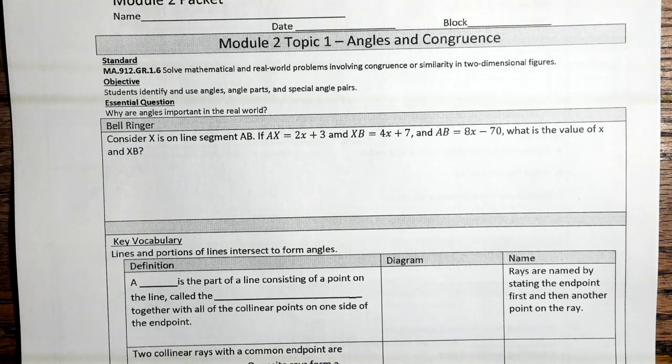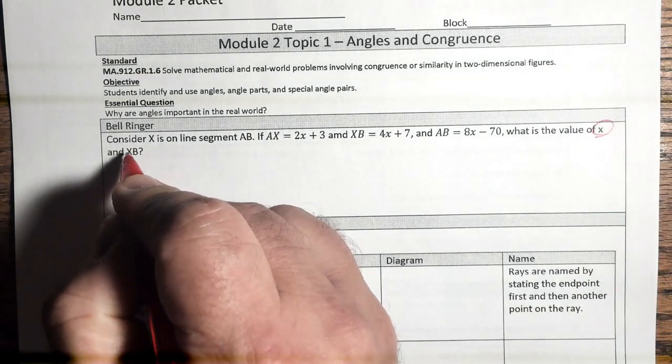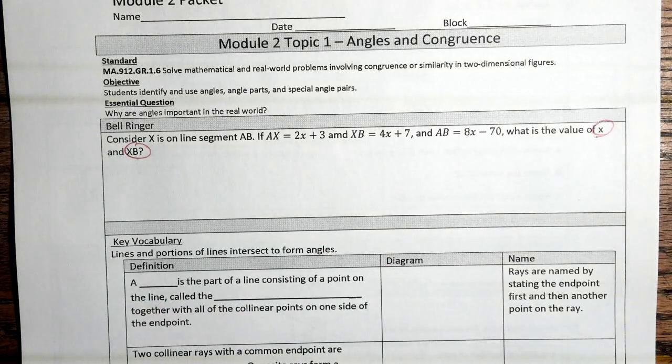We'll start with the bell ringer. You would have worked on this first thing in class. If you are making this up, pause, work this problem yourself, and then come back. Okay, bell ringer. Consider X is on line segment AB. If AX is 2x plus 3 and XB is 4x plus 7 and AB is 8x minus 70, what is the value of X and AB? So they're asking us for the value of X and AB.